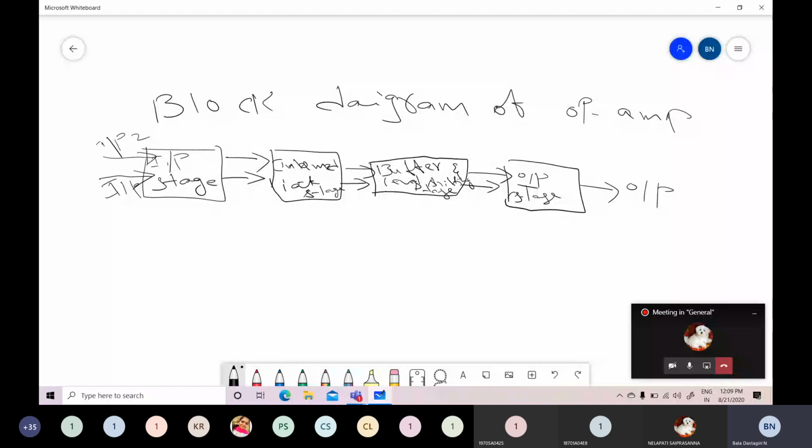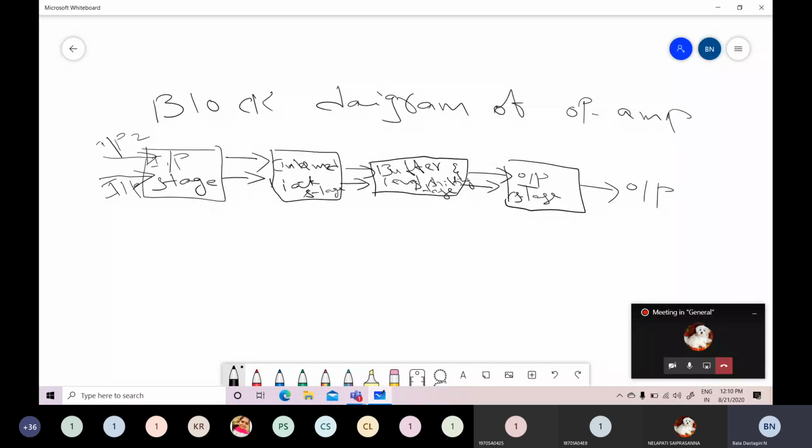The last stage is the output stage. The main importance of this output stage is to get low output impedance, a large output voltage swing, and a high current sourcing and sinking capability. In order to meet these requirements, the last stage will be the push-pull complementary amplifier.